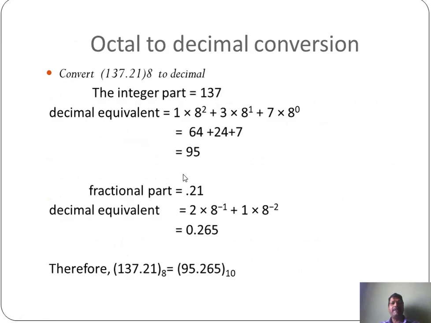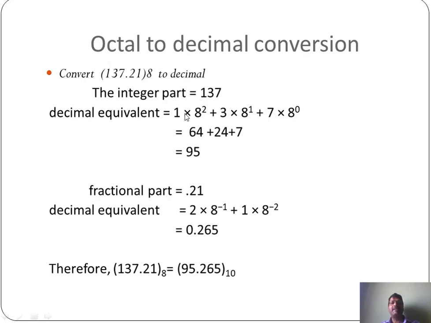So this can be better understood by one example. So here octal number 137.21, here 8 should be suffix, to decimal. So here integer part is 137. So this is octal number. So positional weights of this digit, that is 7, is 8 raised to 0, 3 is 8 raised to 1 and for 1 it is 8 raised to 2.